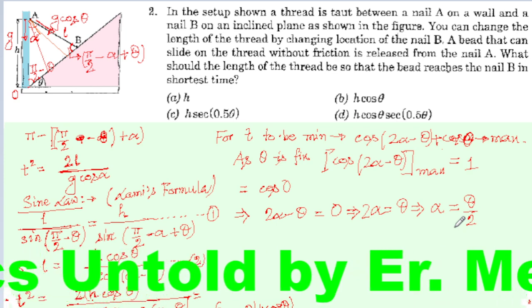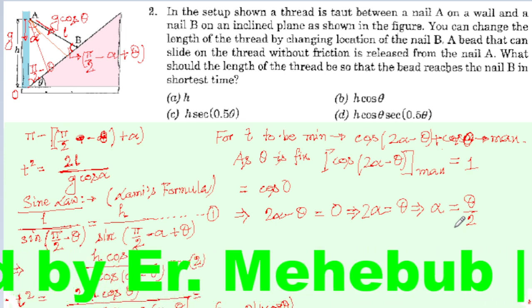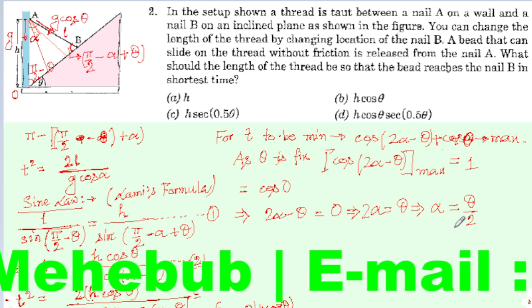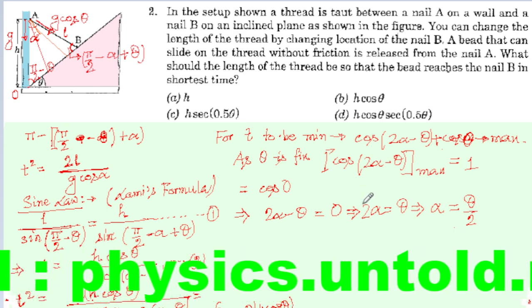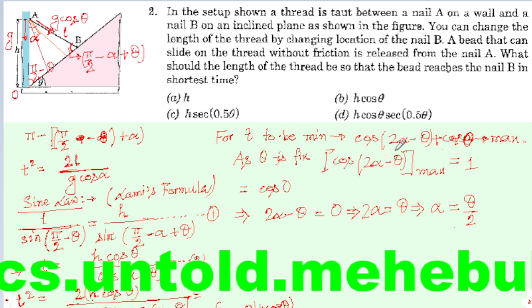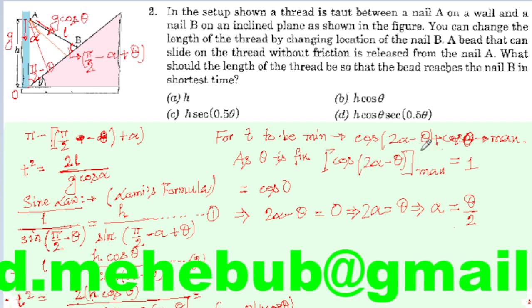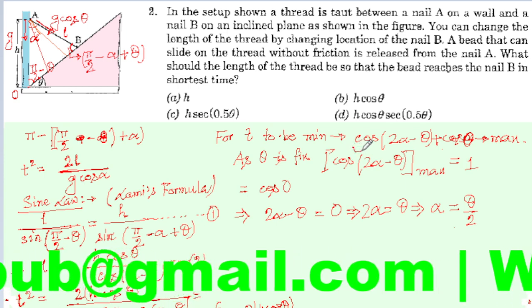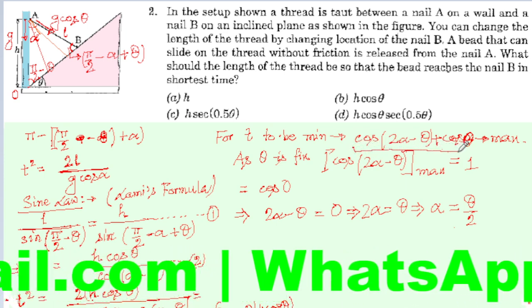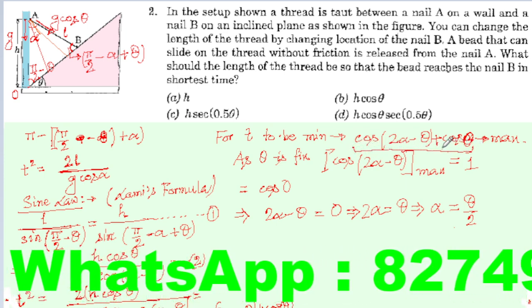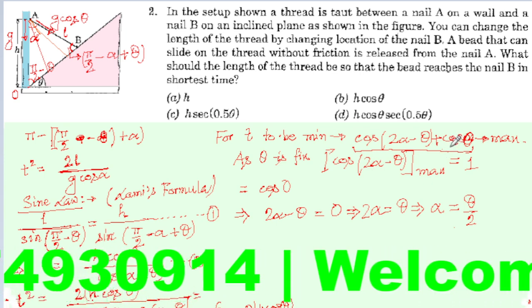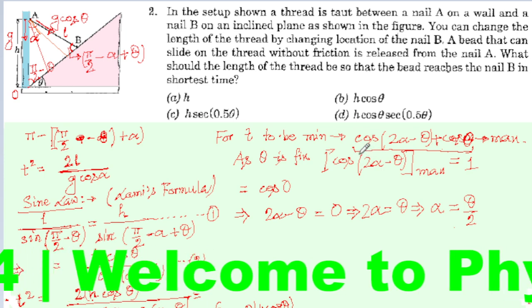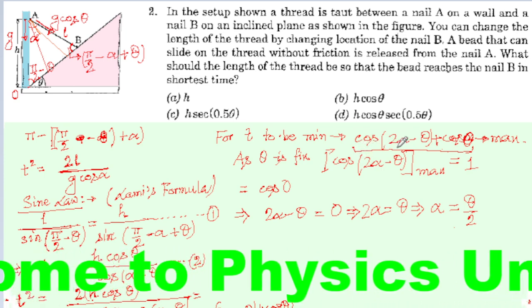So for getting the minimum required time, the value of the trigonometric expression must be maximum. For getting the maximum value of the trigonometric expression, which is equal to cos(2α − θ) + cos θ, this expression must be maximum. And in this expression, as θ is constant, therefore cos θ is also constant.